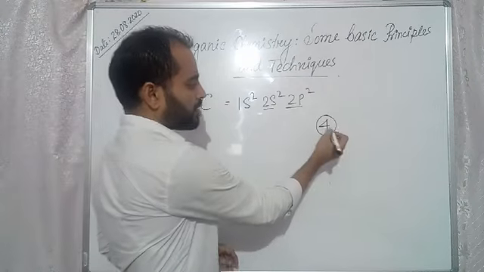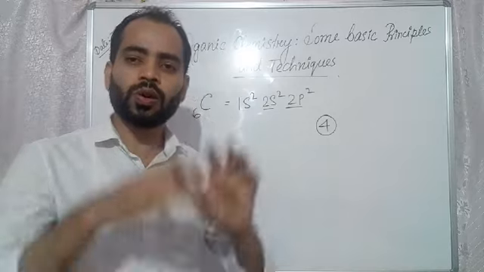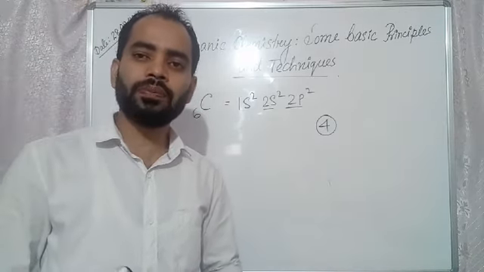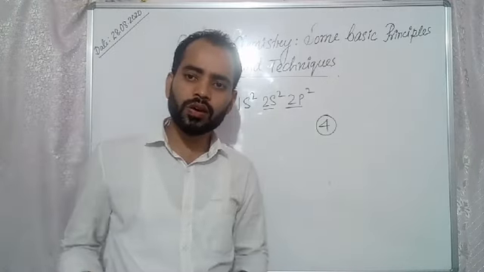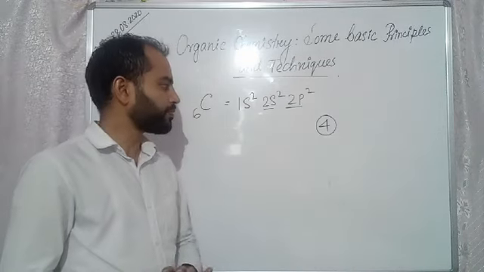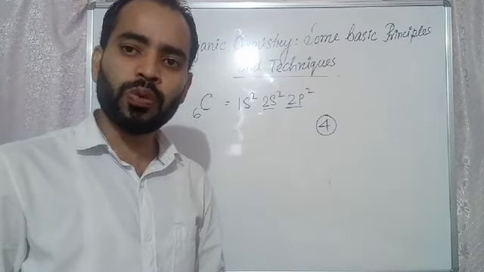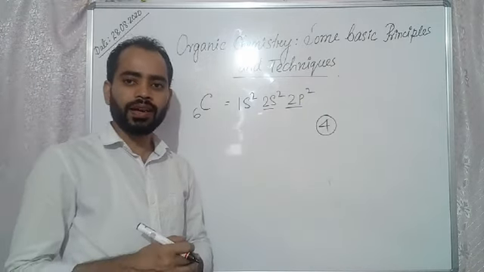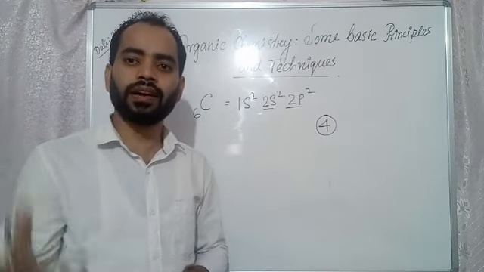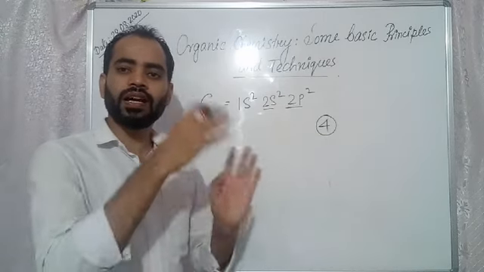Now since the valency of carbon is 4, to complete its octet, we know for the stable configuration every atom has a tendency to complete its octet. Octet means 8 electrons in the outermost shell. That means to complete the octet, carbon requires 4 more electrons, and it completes its octet by sharing its electrons with other atoms. Is it clear? So on the basis of that, hydrocarbons are formed.